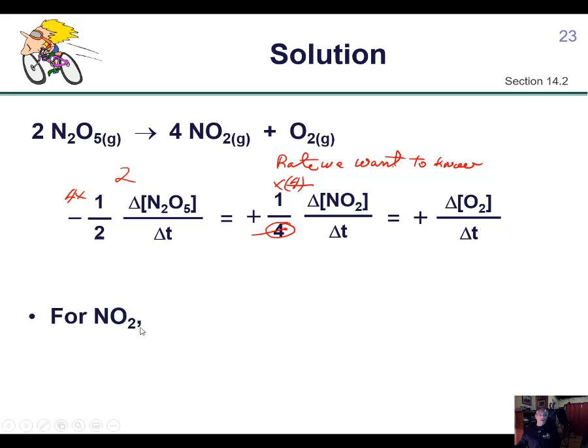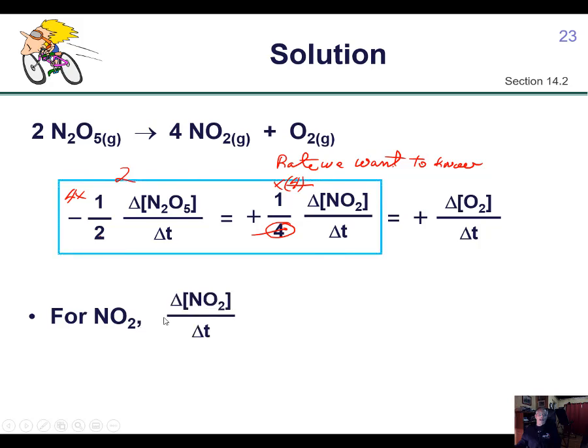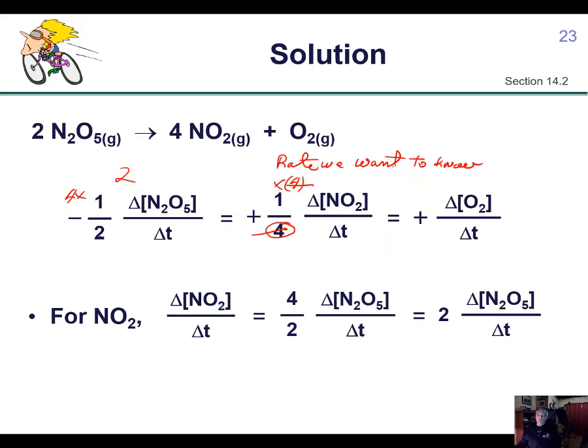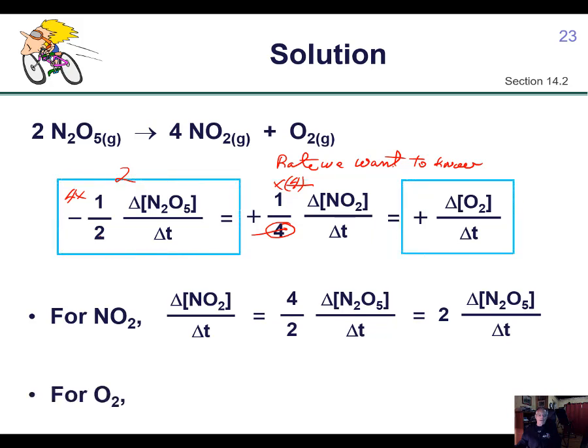So for nitrogen dioxide, we've multiplied both sides by 4. We get this solution, 4 over 2, and then that just gives us 2 times the rate of disappearance of dinitrogen pentoxide. And so that's going to be 2 times 4.2 times 10 to the minus 7, which is going to be 8.4 times 10 to the minus 7.